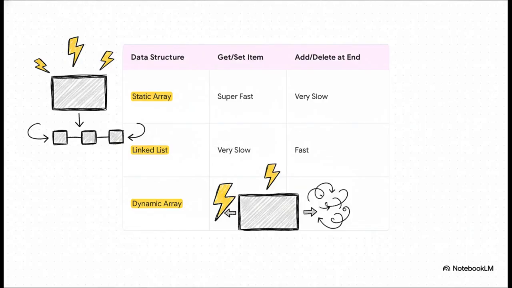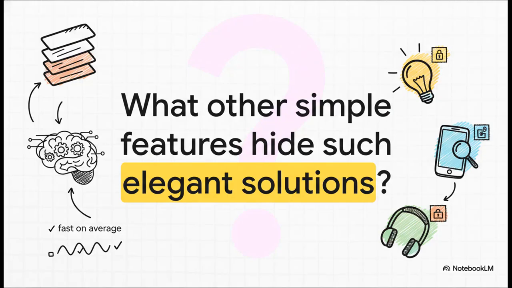So let's look at the final scorecard. The dynamic array really does give us the best of both worlds. We get that super fast item access from the static array, and we combine it with fast add and delete performance, all thanks to that brilliant little amortized resizing trick. So that simple list you use every single day, it's powered by a really beautiful piece of algorithmic thinking.